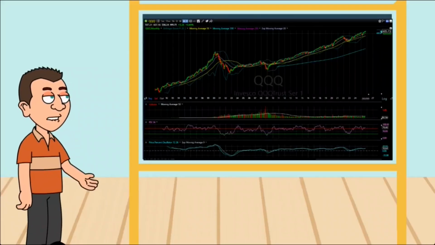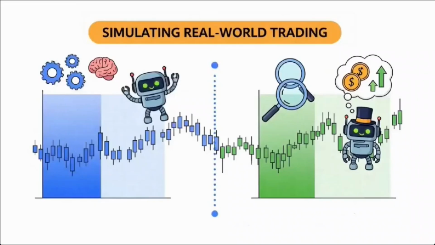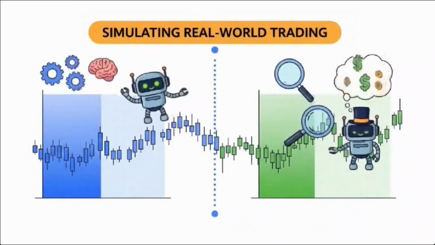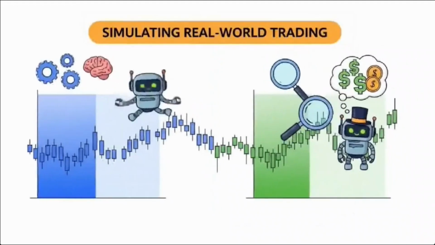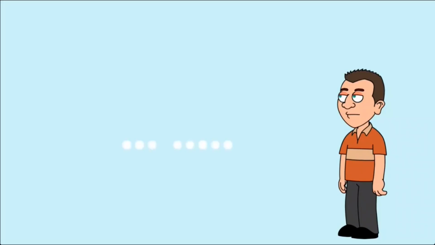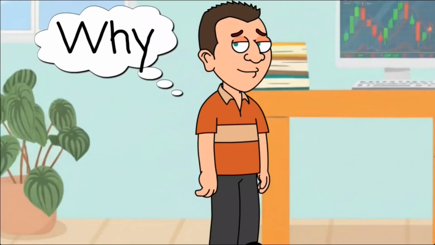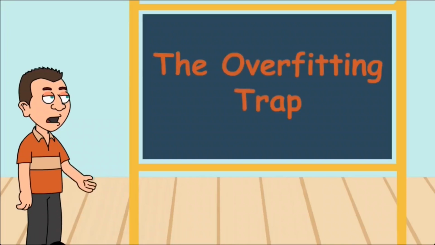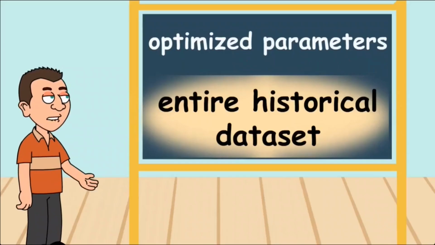We ran this against QQQ using a standard walk-forward analysis. This method, unlike the article's full dataset optimization, simulates real-world trading by training on past data and testing on unseen future data. The results were underwhelming. The strategy barely made any money and had a Sharpe ratio near zero. Why the massive difference? The overfitting trap. The original article optimized its parameters on the entire historical dataset.